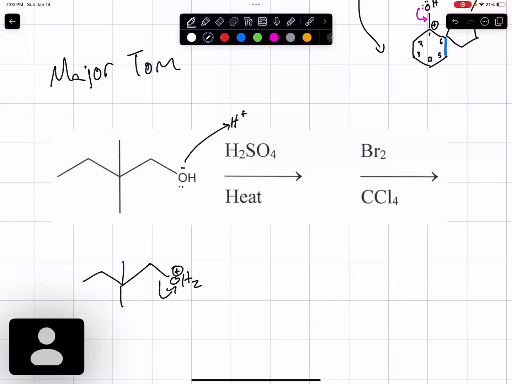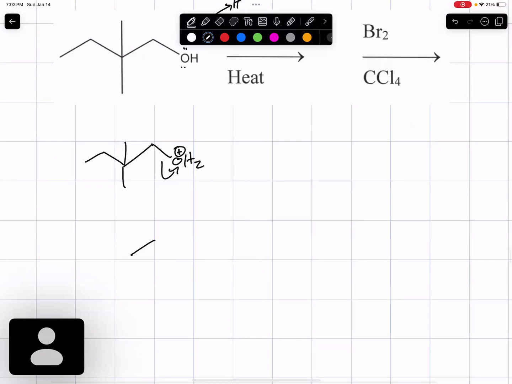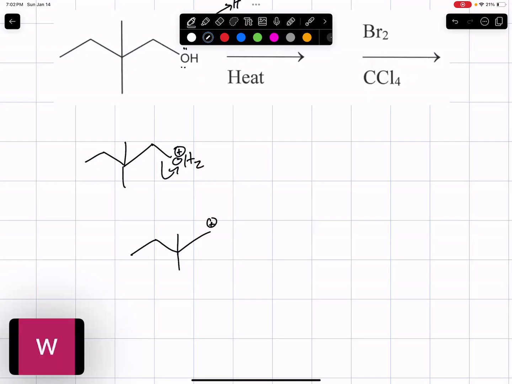That's going to leave, but we don't want to form a primary carbocation. So what's going to happen? Let's say, hypothetically, we did form that primary carbocation. Which move are you gonna make? Hydride shift? It's not a hydride shift, but something very similar to a hydride shift. Methyl shift? It's a methyl shift. When do we know when it's going to be a hydride shift and when it's going to be a methyl shift?